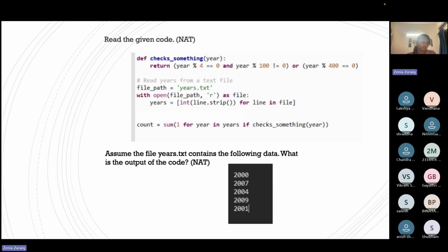What is the output of this code? You just let me know. Again, just figure out what this code does. Okay, someone says two.